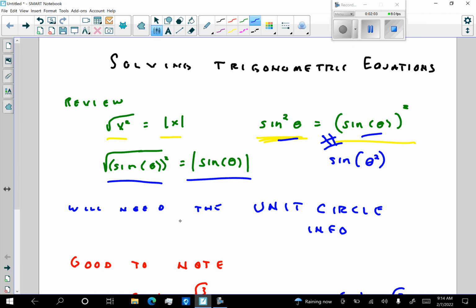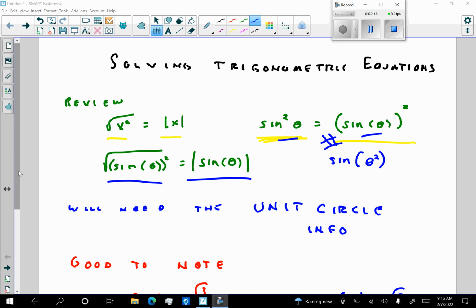We will also need the unit circle information, so it's going to be very difficult to do these problems without a filled out unit circle. And it's important to note that. So you're going to need the unit circle.